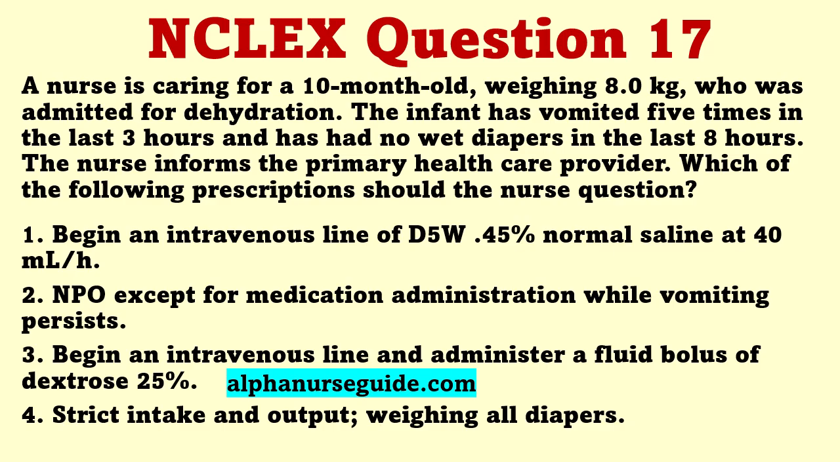2. NPO except for medication administration while vomiting persists. 3. Begin an intravenous line and administer a fluid bolus of dextrose 25%. 4. Strict intake and output, weighing all diapers. The correct answer is 3.